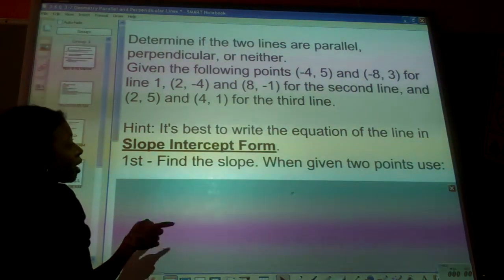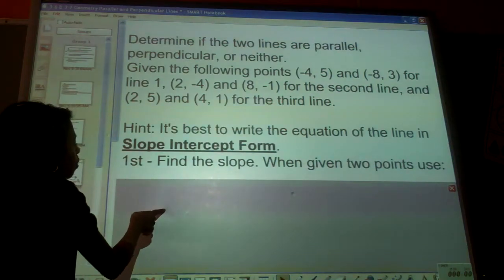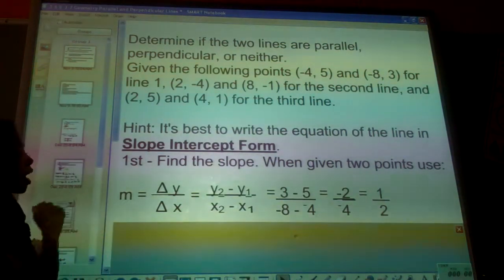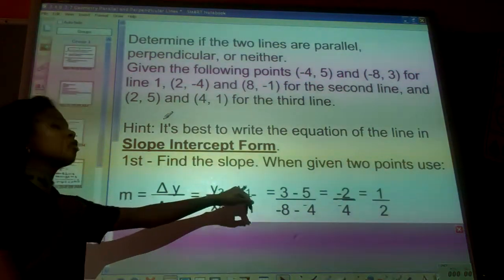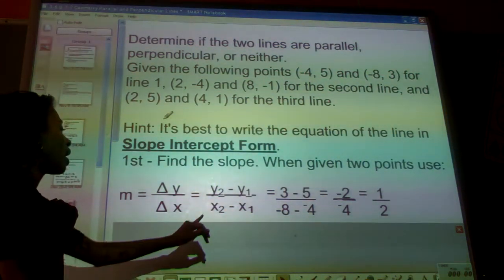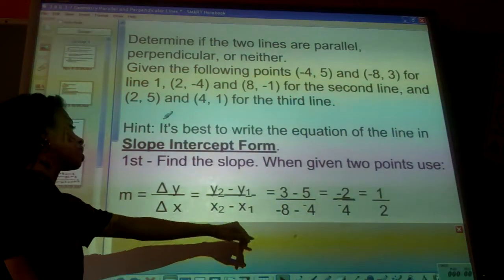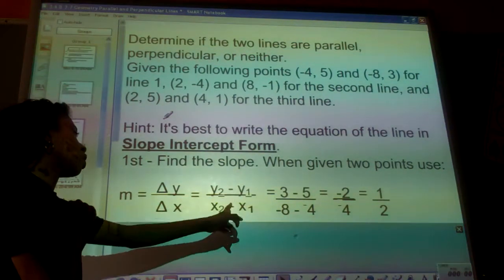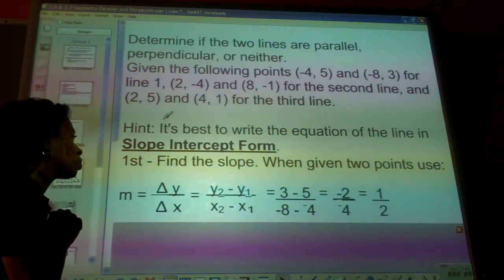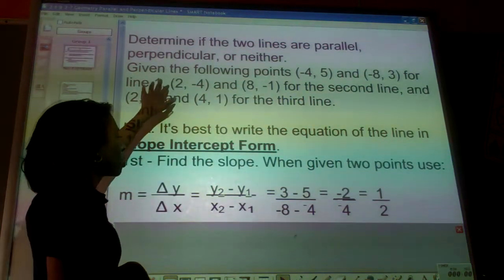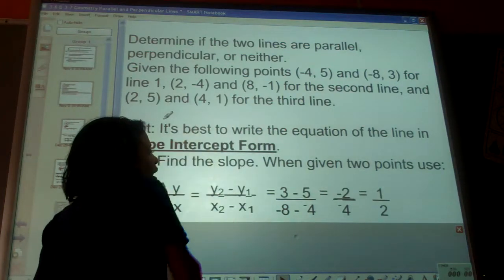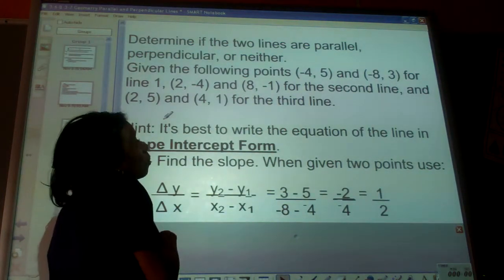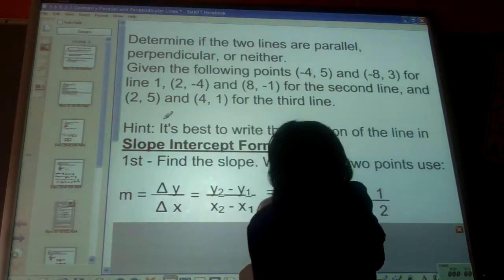Hopefully we remember how to find the slope, or m, equals delta y over delta x, back from pre-algebra. That's y2 minus y1 divided by x2 minus x1. So y sub 2 minus y sub 1 divided by x sub 2 minus x sub 1. Now let's suppose I want to compare the first line and the second line. I want to find the slope of the first line.